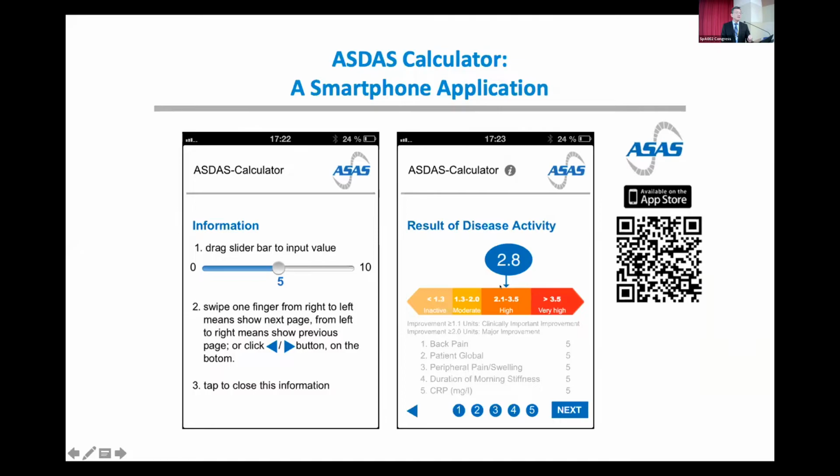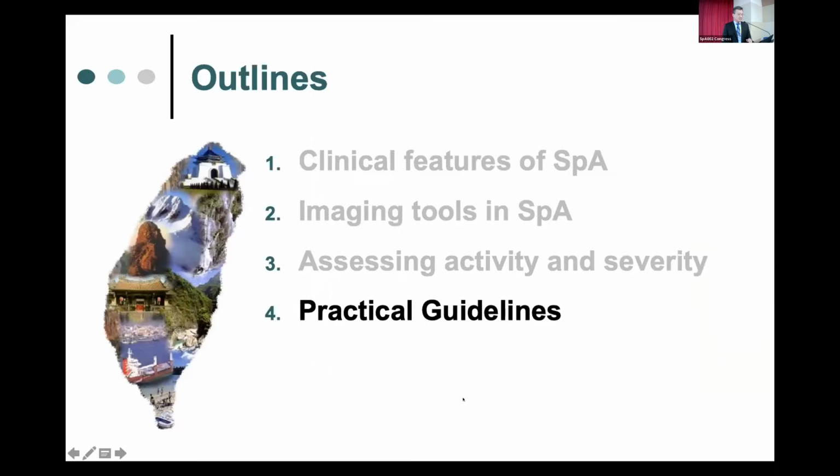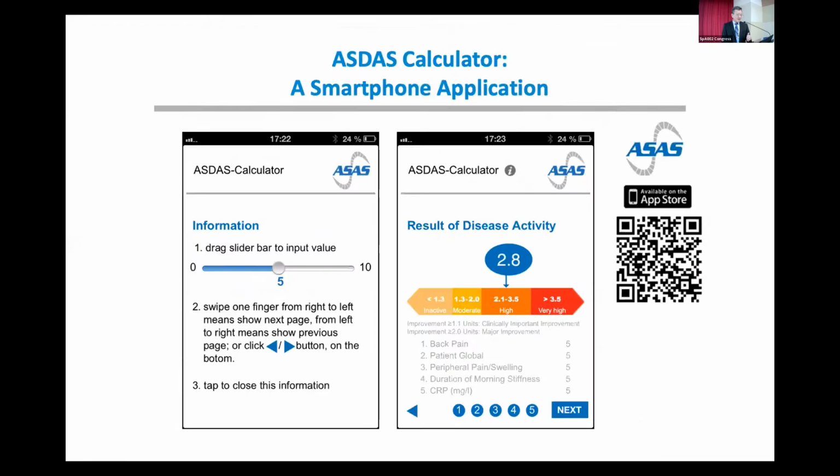We have set a treatment target for 2.1. So if a patient is more than 2.1, that is high disease activity, that will guide your treatment strategy. Can I go back? Sorry. Okay, for ASDAS, less than 2.1 is low disease activity, but the treatment target will be inactive, which is less than 1.3.